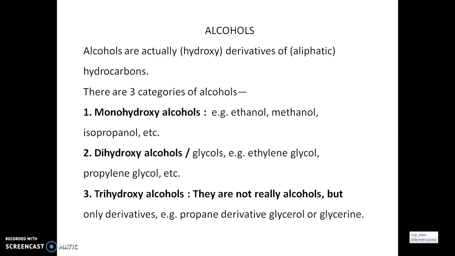So let us see in general about the types of alcohol. These alcohols are actually derivatives of hydrocarbons. There are three categories of alcohol: monohydroxy alcohol, dihydroxy alcohol, and trihydroxy alcohol. In monohydroxy alcohol, ethanol, methanol and isopropanol are the examples. Dihydroxy alcohol consists of glycols, such as ethylene glycol. Trihydroxy alcohols are not really alcohols but only derivatives, like propane derived from glycerol or glycerin.